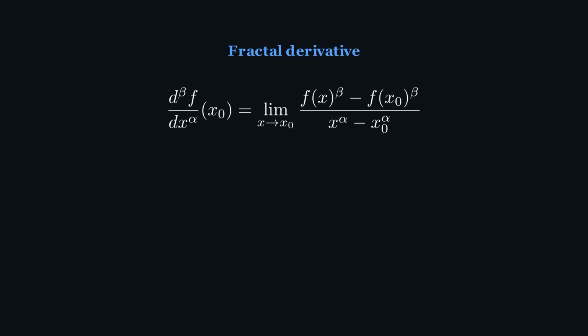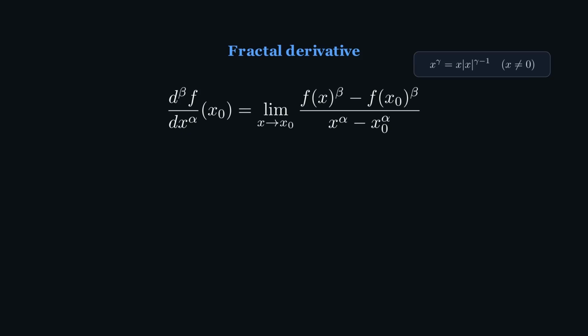The parameter alpha changes the scale of the independent variable. The parameter beta changes the scale of the function values. So the numerator is built from f raised to beta, and the denominator is built from x raised to alpha. We use the signed power convention. This allows the expression to be treated consistently on both sides of the origin.